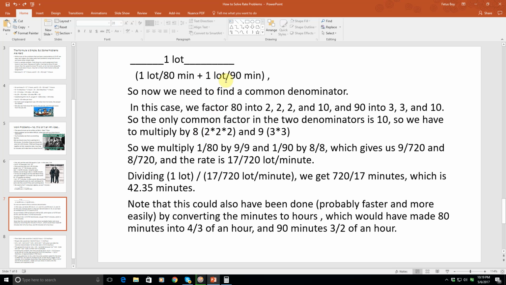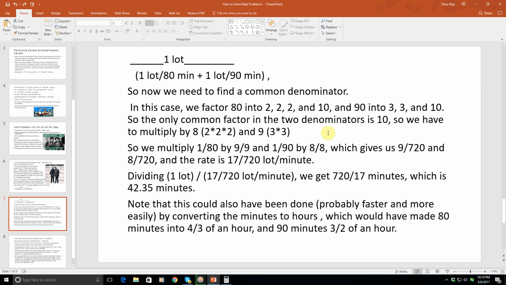and so we have to multiply 1 over 90 times 8 over 8 and 1 over 80 times 9 over 9. So we end up with 1 over 80 becoming 9 over 720 because we multiply by 9 over 9. We're just changing the expression. We're not changing the actual value. 1 over 90 times 8 over 8 gives us 8 over 720. And the total rate is going to be 17/720ths of a lot per minute.